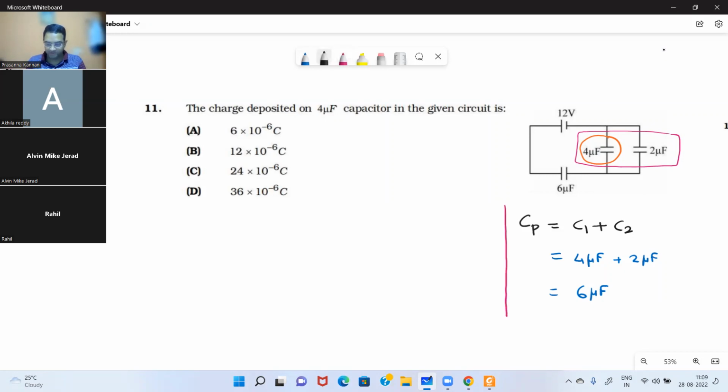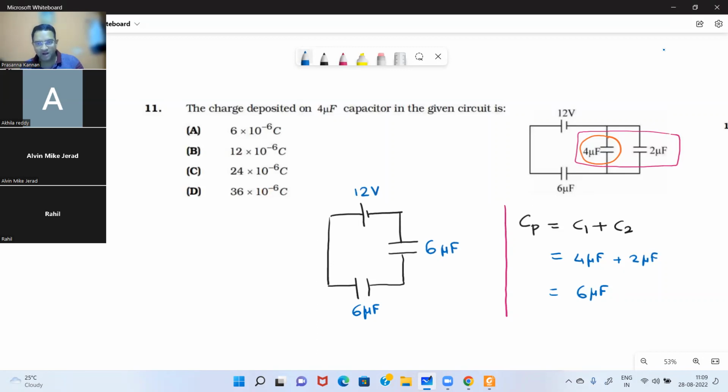When we redraw the circuit, we get a 12-volt battery here. These two capacitors now have become one capacitance. Apart from that, we have the existing 6 microfarad capacitance. So this is 6 microfarad, and this is the effective combination of 4 and 2, which has become 6 microfarad, and the voltage is 12 volts. Now, can you tell me how these two capacitors, the 6 microfarad and the other 6 microfarad, are connected?